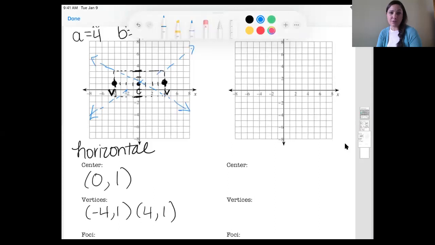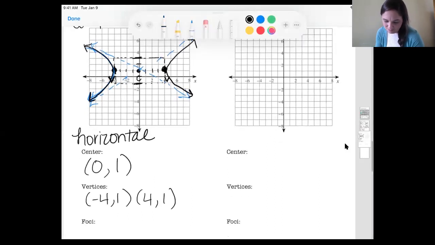I think I'm ready to graph my branches. I know my orientation is horizontal, so I know my branches are going to go left to right. So I'm going to swoop them out here and here. I'll make them black. And just do the best you can. I'm not worried about them running through precise points. While the left side looks much better. Okay, that's okay.